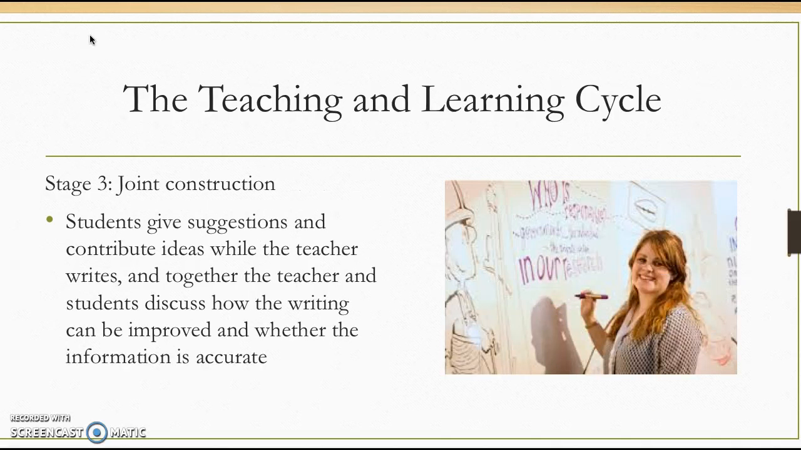Stage 3 is joint construction. Students give suggestions and contribute ideas while the teacher writes, and together the teacher and students discuss how the writing can be improved and whether the information is accurate. So this is more of a chew phase where the students are able to digest the information. They're looking, they're talking about it, we're dialoguing, collaborating, they're seeing the visual representations on the board. So this is more of just processing the information that you're going to be writing about.